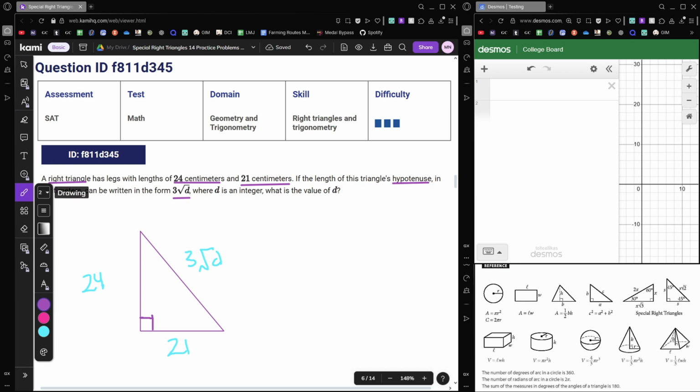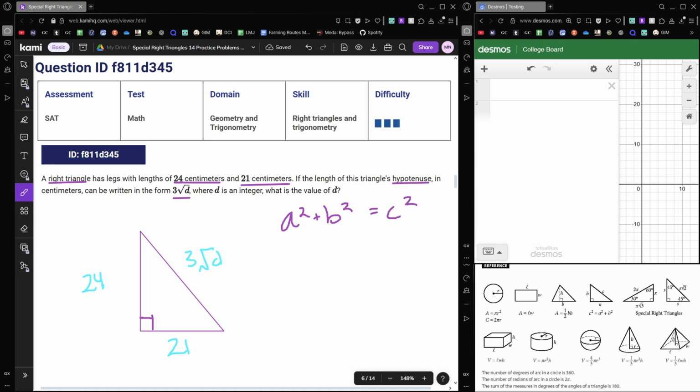So once again, the Pythagorean theorem is a squared plus b squared is equal to c squared. So let's go ahead and plug in our values. We have 24 as A, 21 as B. A and B don't really matter. The only thing that matters is that C is our hypotenuse, of course. So you'd have 24 squared plus 21 squared is equal to 3 square root d squared.